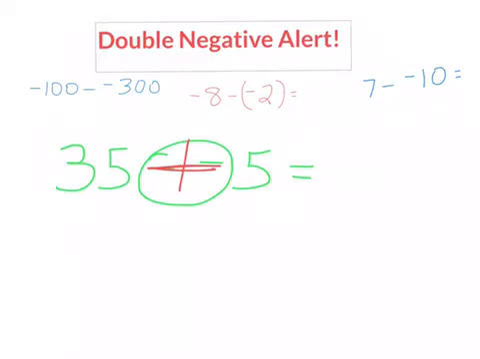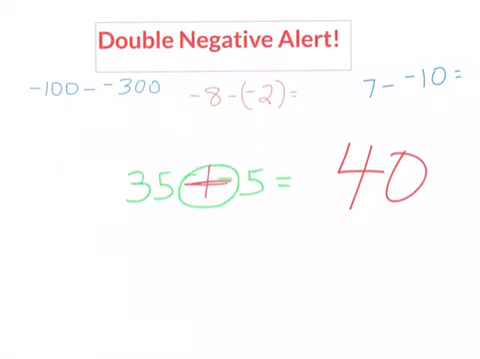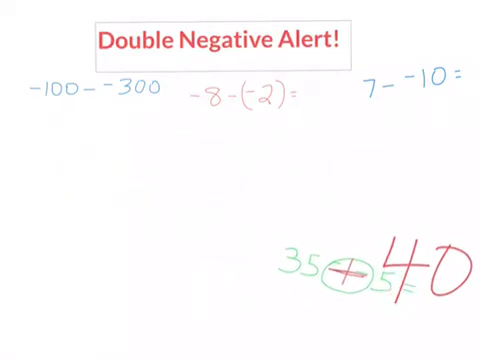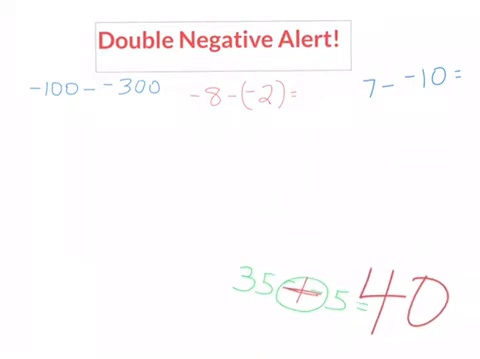So 35 plus 5 equals 40. All right, let's make this smaller. Oops, get rid of that. I'll put this down on the bottom. So next problem.